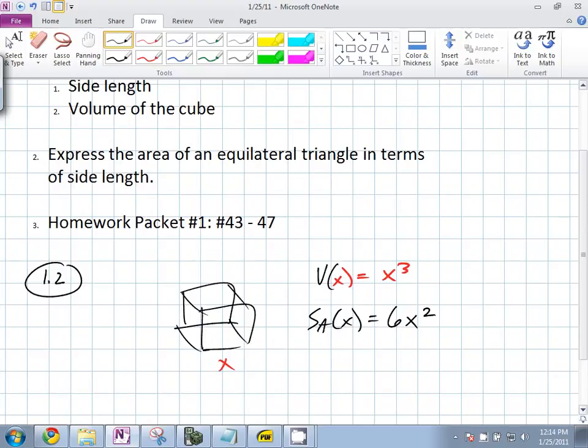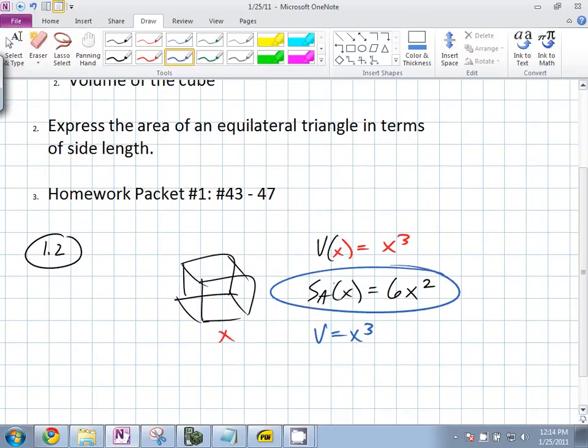But I said I wanted it in terms of the volume. Well, she's asking about that one in terms of the volume. We know that V is equal to x cubed. So we want this surface area, but not in terms of x. We want it in terms of volume. What do you want to do next? You want to isolate x. What does x equal? Cube root of V.